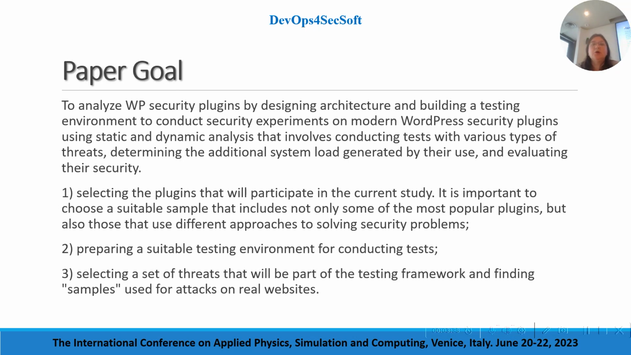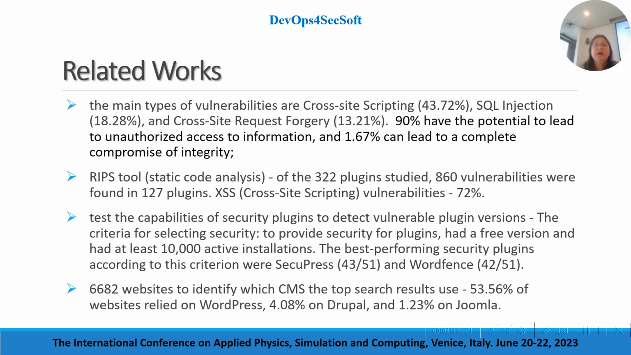So the main research questions which we try to solve in our paper are: selecting the plugins that will participate in the current study. This is important to choose a suitable sample that includes not only some of the most popular plugins, but also ones that use different approaches to solve security problems. Also, to prepare a suitable testing environment for conducting the tests, and of course to select the set of threats that will be part of the testing framework, and to find samples used to attack real websites.